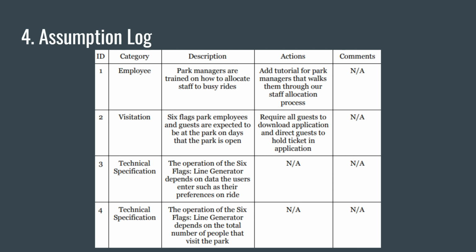In the employee category, our first assumption is that park managers are trained on how to allocate staff to busy rides. To deal with that, we're adding a tutorial for park managers that walks them through our staff allocation process. We also expect that Six Flags employees will be there on the days that the park is open. So we will require all guests to download the application and direct guests to both the ticket and the application.